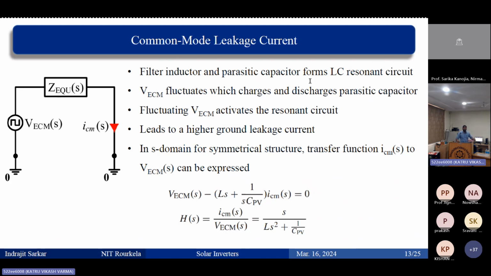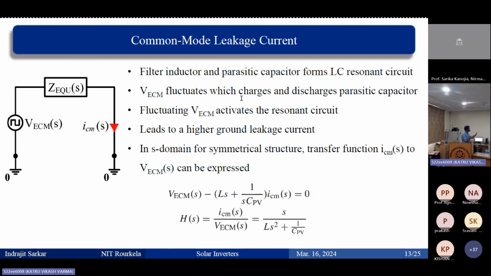Now, the filter inductor and parasitic capacitor. So definitely L and C are there, so definitely an LC resonance will be there. Okay, so a resonance circuit forms. If this fluctuates, this fluctuation could be because of differential mode voltage and common mode voltage. Let's say it is fluctuating.